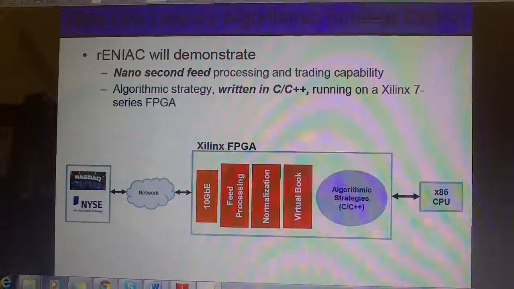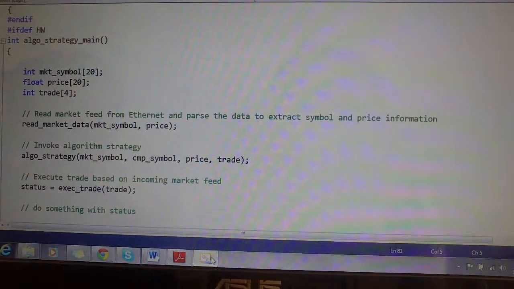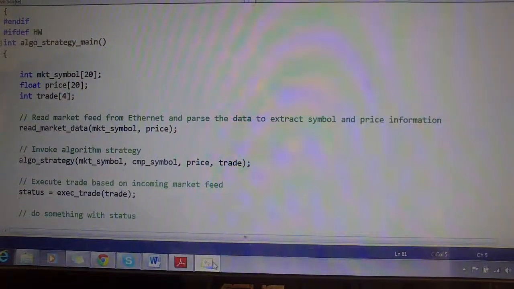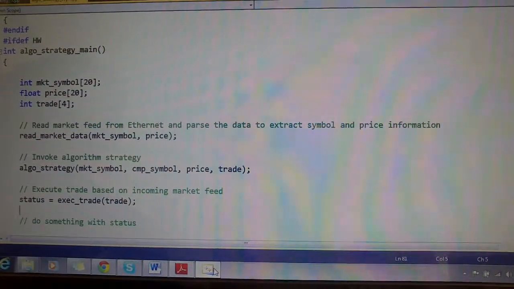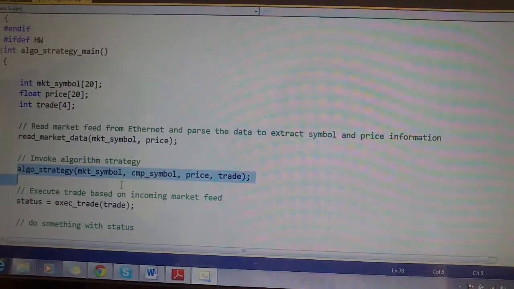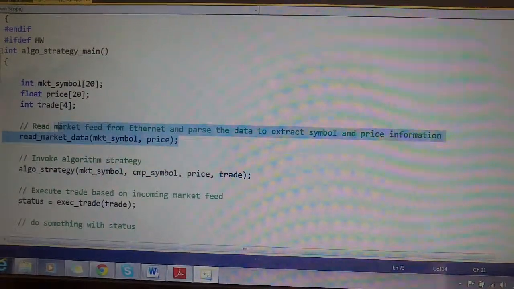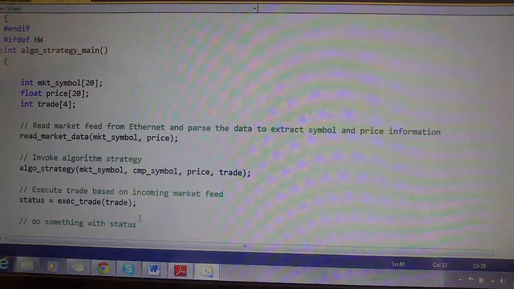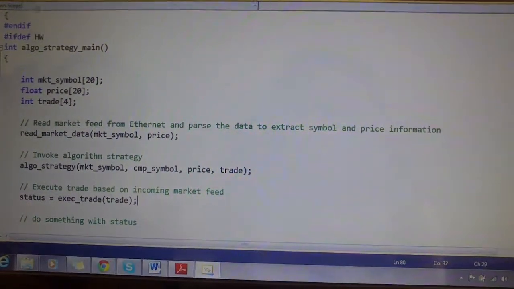There are two main components to C programming using the RENIAC programming environment. First, the actual C code for implementing the algorithmic strategy, and second, the runtime API that will result in movement of data between external components such as Ethernet, DRAM memory controller, and PCI Express. Here, the algo strategy is the main function for implementing the algorithm, and read market data and execute trade are the runtime APIs interacting with the external components. First, let us look at the C code for the algorithm.